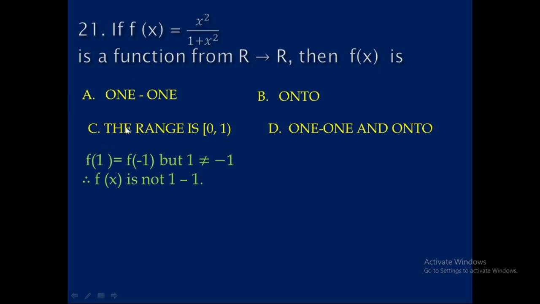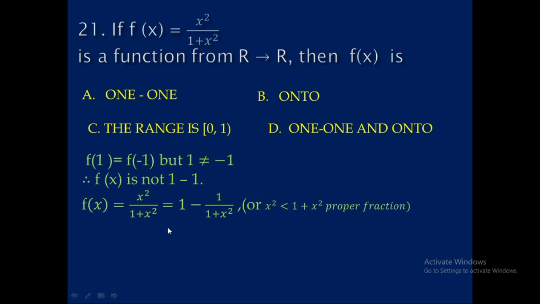Now, onto, or the range of this function equal to 0 to 1. Here you know that for x square plus 1 square functions, the range is always non-negative real numbers, greater than or equal to 0. Suppose you put x equal to 0, then its value is 0. And x square is always less than 1 plus x square, because x square is a positive quantity. Adding 1, 1 plus x square is greater than x square. Therefore, x square is always less than 1 plus x square.